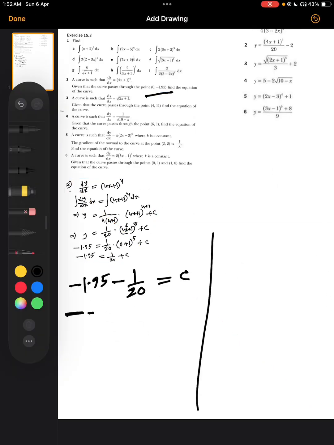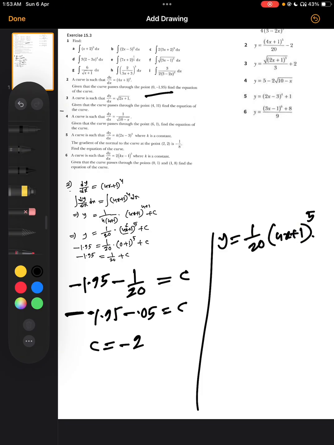Minus 1.95 and here is minus 0.05. This is equal to c. So our c value is negative 2. So our y would become 1 by 20 times (4x plus 1) to the power 5, minus 2. This is the answer, and the answer matches. Okay, there is no problem.